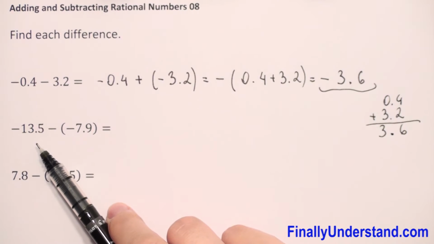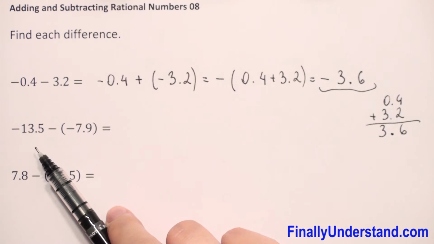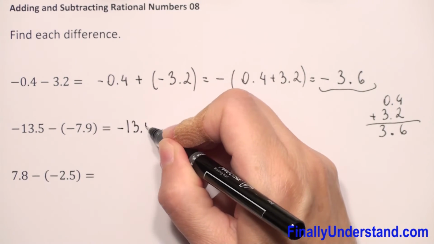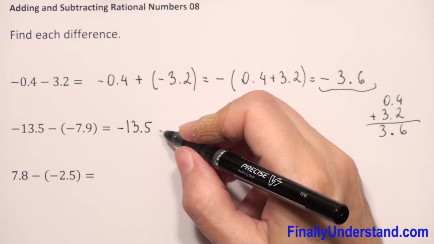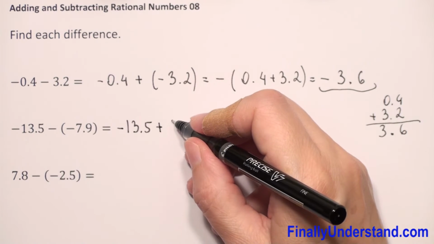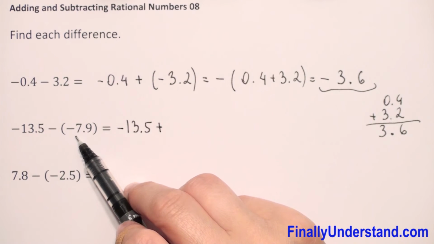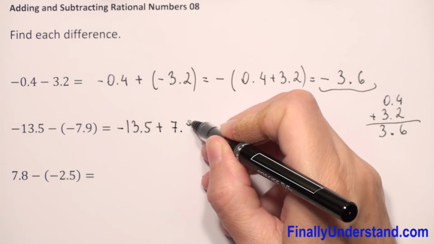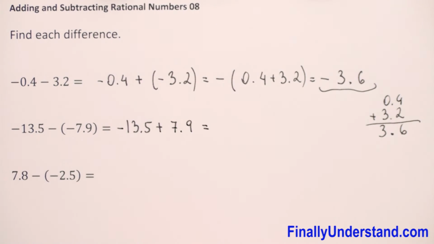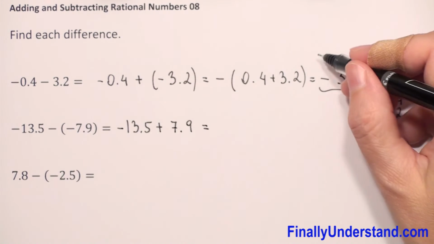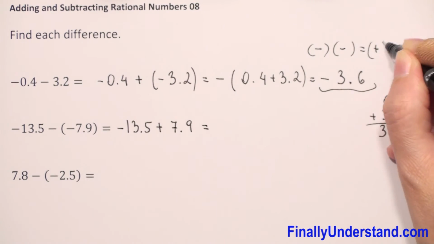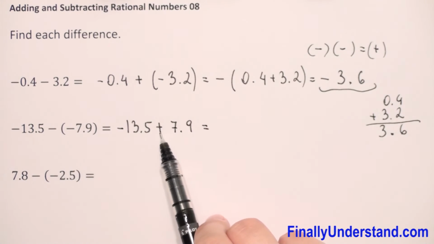Next, we have subtraction. So how do we do subtraction of rational numbers? The same as subtracting integers. So we copy the first number and change subtraction to addition, and we add the opposite number. The opposite of negative 7.9 is 7.9. So this is equal, or you can memorize that a negative sign and a negative always give you a positive. So negative and negative is positive.